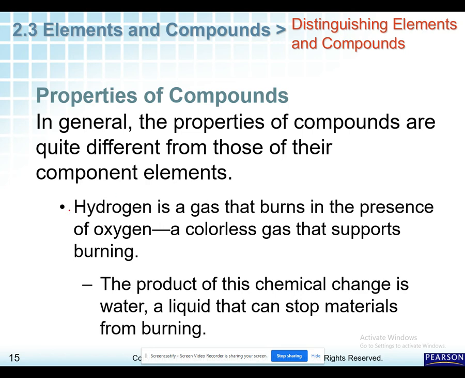Another example is hydrogen and oxygen. So if we were to talk about the properties of an element, hydrogen is considered a gas that burns if oxygen is present. And oxygen is also a gas that helps keep things burning. That's why when you light a candle, you have to have the lid off it so oxygen can reach it. Funny thing is, if I take this hydrogen, and I combine it with an oxygen, it's going to create water. And this product can actually stop things from burning, and it's a liquid. And that's nothing like what it's made up of.